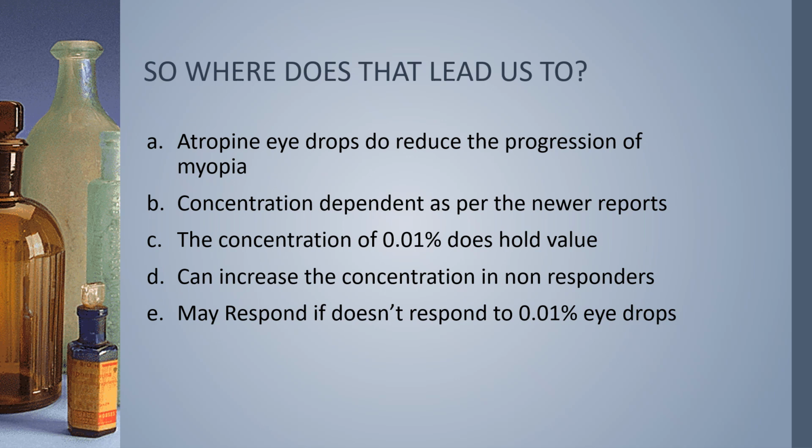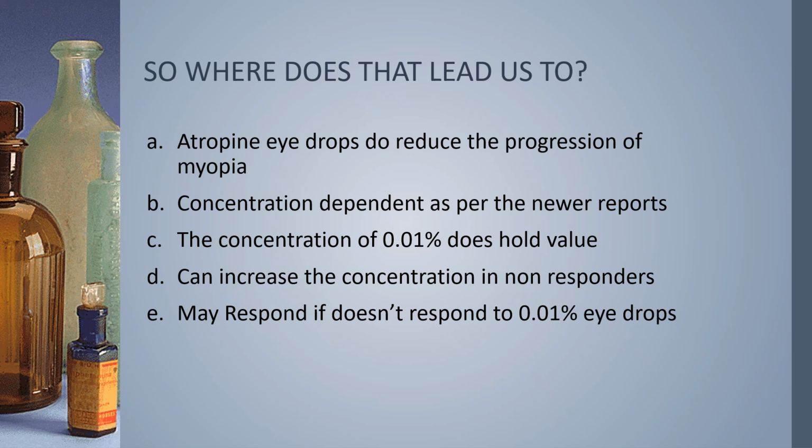So where does all this data, what does it tell? What it tells is that atropine eye drops do reduce the progression of myopia. It is beyond any skepticism, beyond any doubt, that atropine eye drops do work. So the next step comes to what about the concentration? It is definitely concentration dependent. At least with all the new reports, it is now known that if you increase the concentration, the effect of atropine does increase. Whether 0.01% holds any value or not, of course it holds a value.